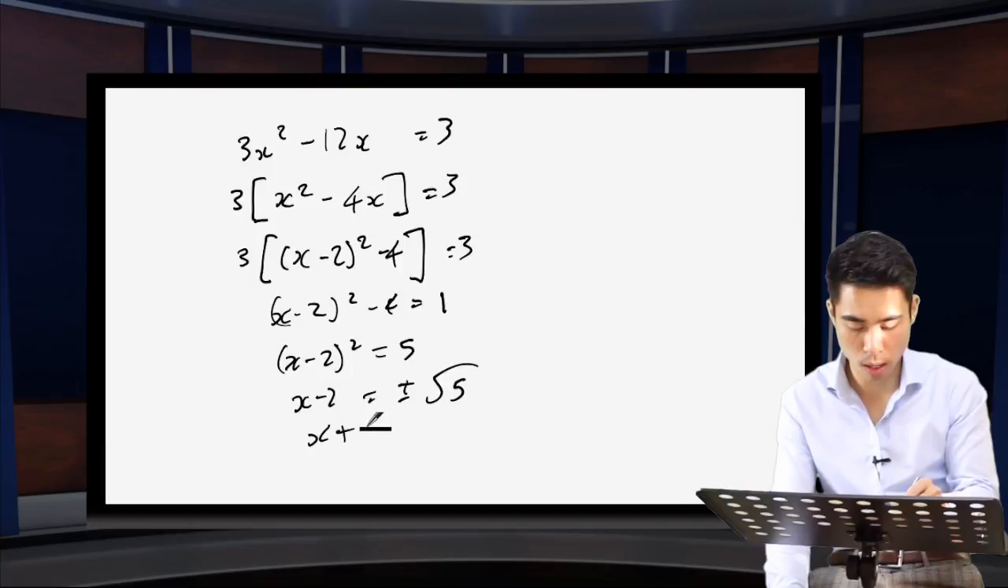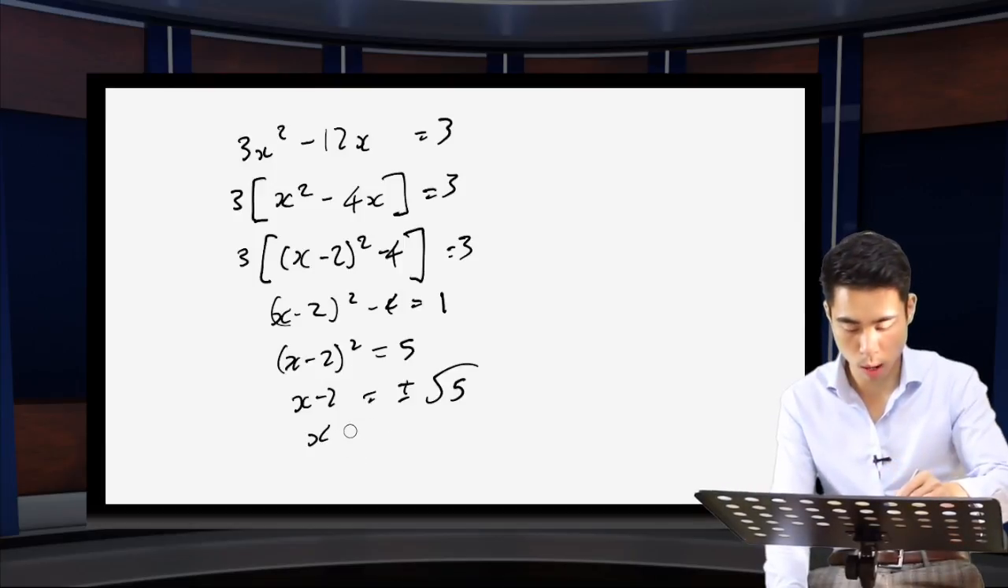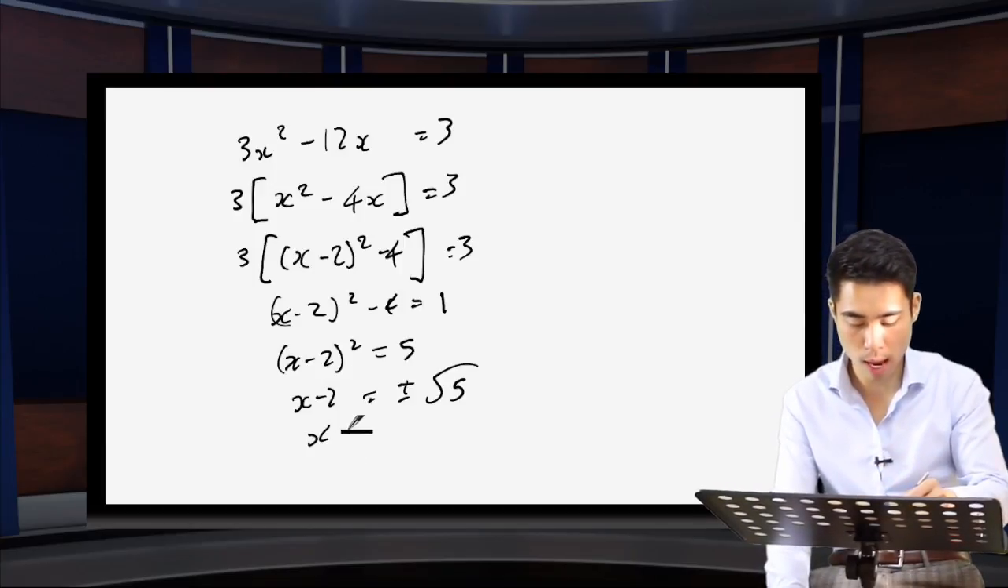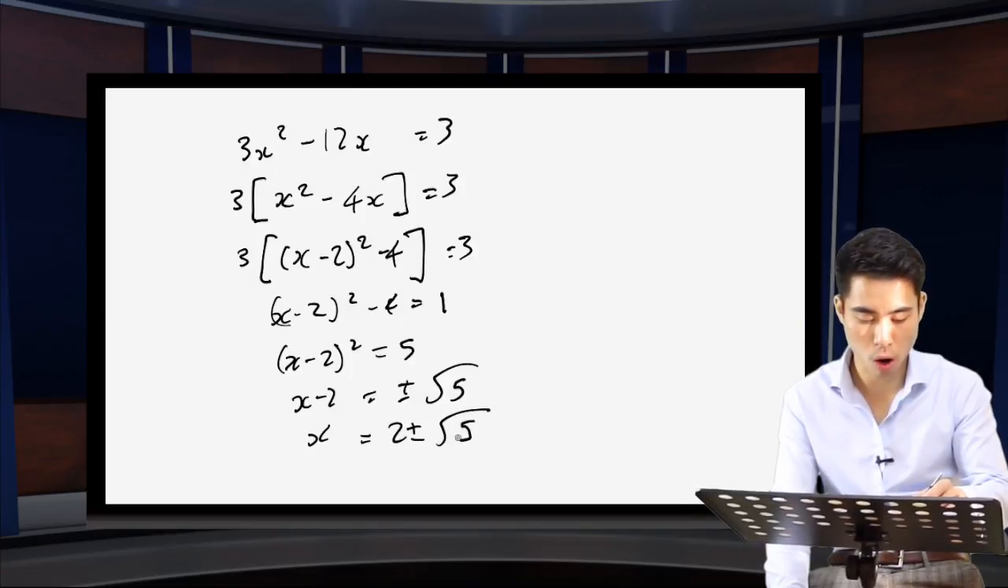Adding 2 to both sides there leaves me with my final answer, which is x equals 2 plus or minus the square root of 5.